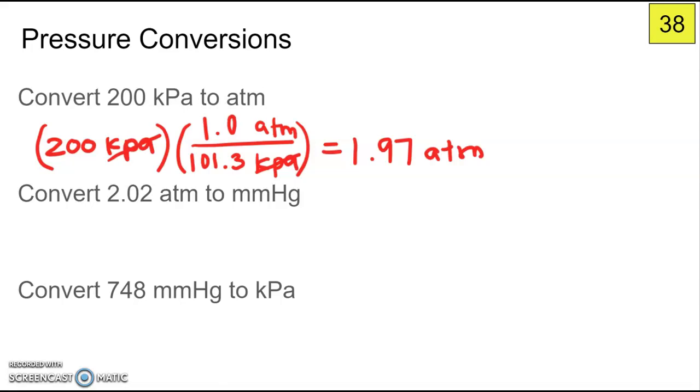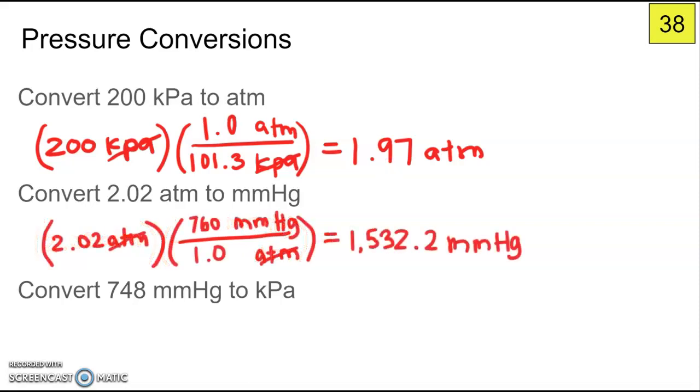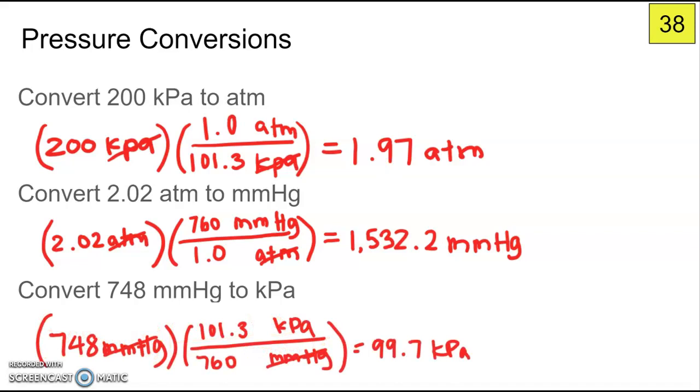This process is the same for the next two. Feel free to pause the video and try them, and then come back and see the work to see if you're right. I set up my fractions the same, make sure that my units cancel out, and I plug in my equivalencies from the slide before. 2.02 times 760 divided by 1, I get an answer of 1,532.2 millimeters of mercury. Last but not least, I start with what I'm given, I set up my fraction to get my units to cancel, and then I use the numbers from the previous slide for my equivalencies, put them into my fraction, take 748 times 101.3 divided by 760 to give me 99.7 kPa.